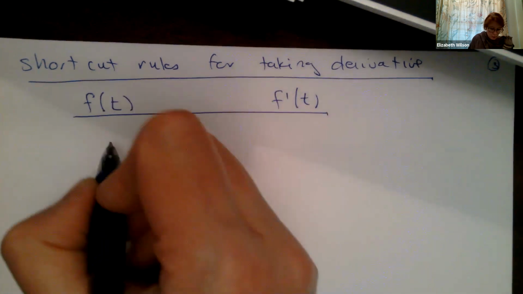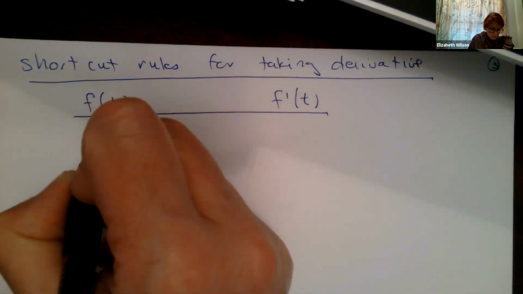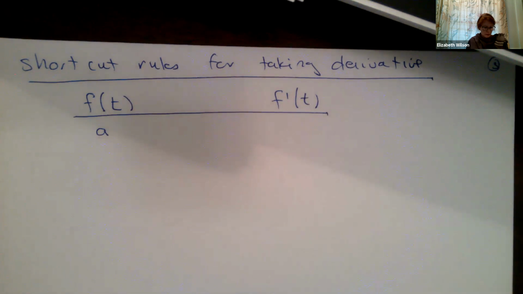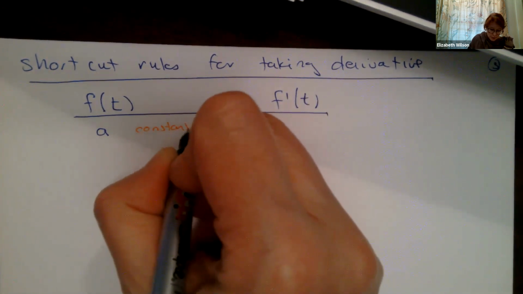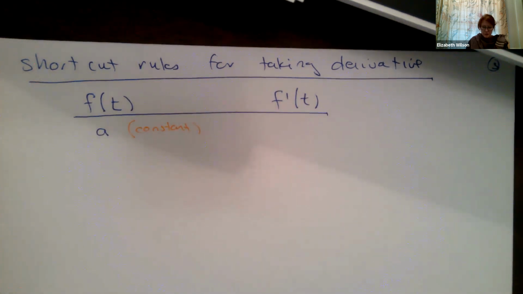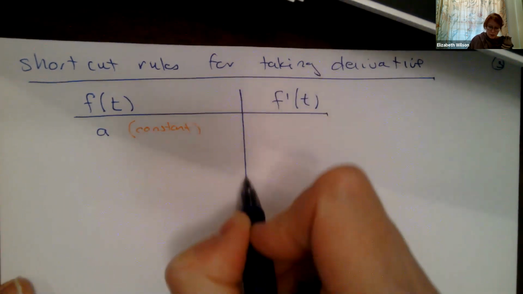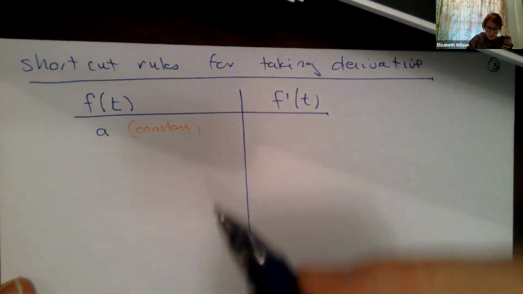Okay, so my function, f of t equals a, where a is a constant. Let me write that down. This is a constant. When I go to take the derivative of a constant, any derivative of a constant is equal to 0.